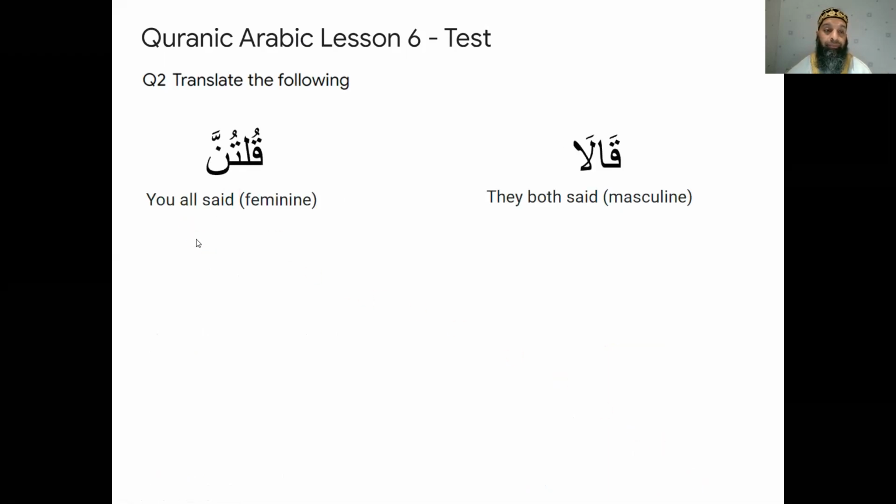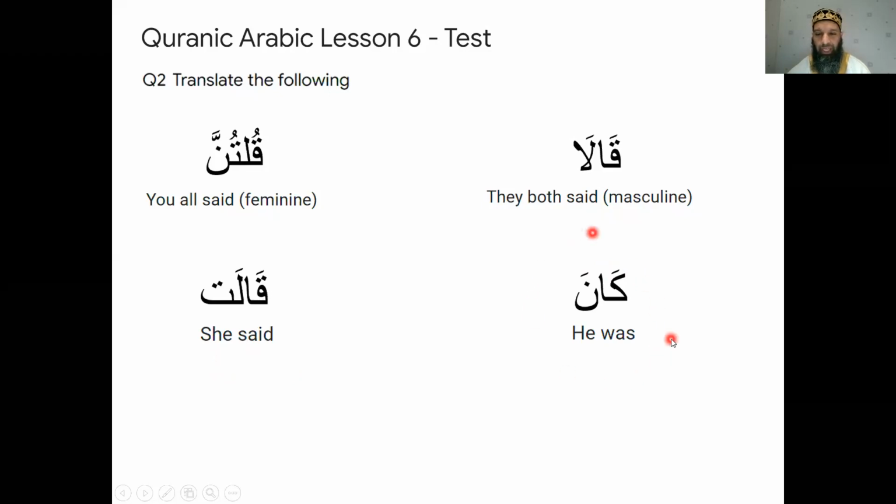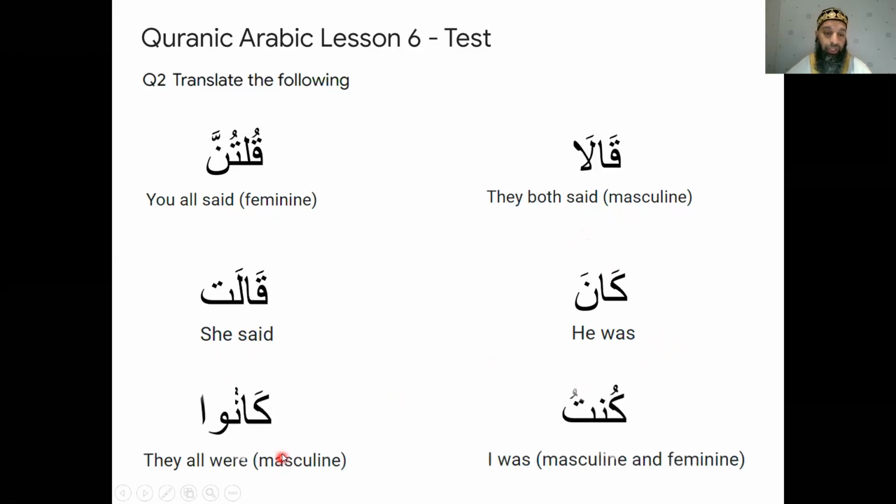قُلْتُنَّ, you all said. And قَالَا, they both said. قَالَتْ, she said. And now we've come to the other verb. I did a few of them. Kana, he was. Kana min al-jinni, he was from the jinn. Kanu, they all were. Kanu zalimin, they all were zalimin.